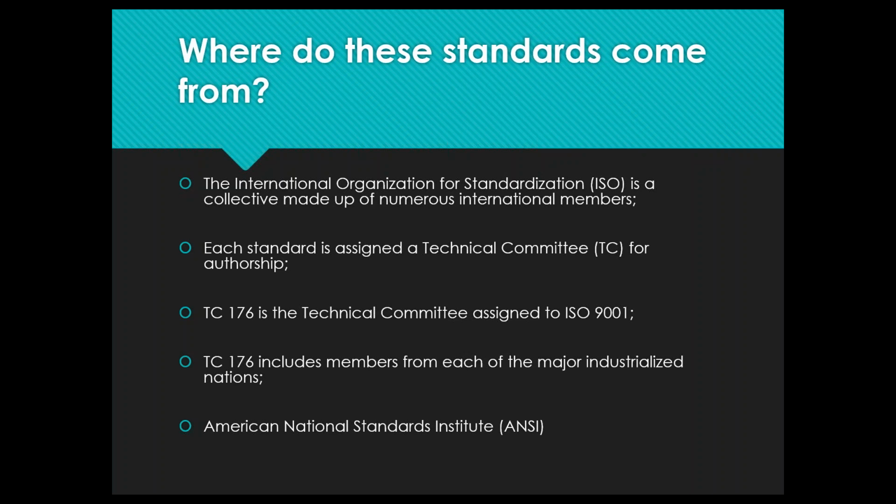So who is ISO? What is ISO? It's a collective that's made up of numerous international members. Now, here in the United States, our representative to the ISO is the American National Standards Institute. Each of the standards that is written by the ISO gets assigned to a committee. Now, in the case of ISO 9001, it's a technical committee, and it happens to be Technical Committee 176. Technical Committee 176 itself is made up of numerous members from around the world, including folks from the ANSI.